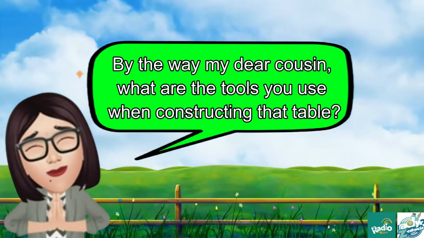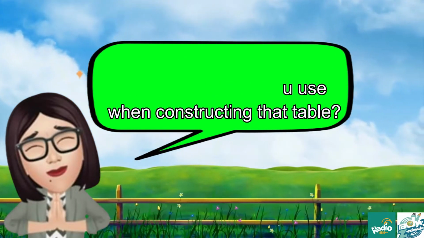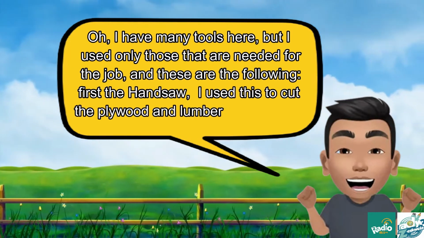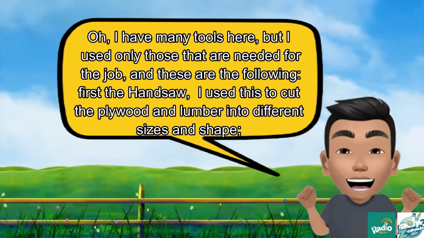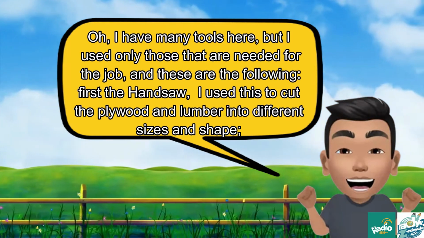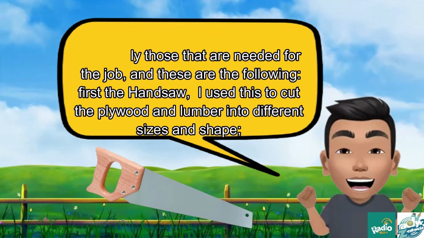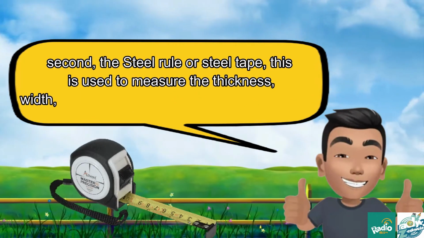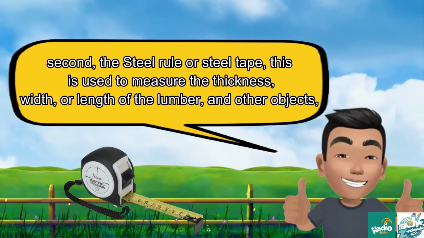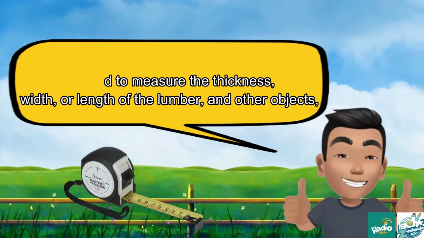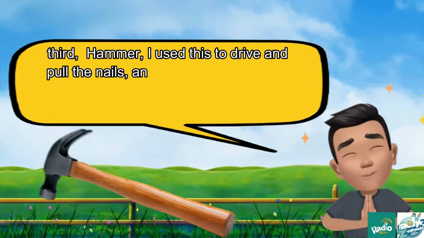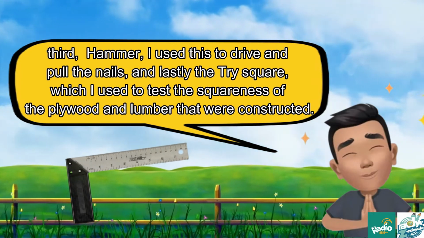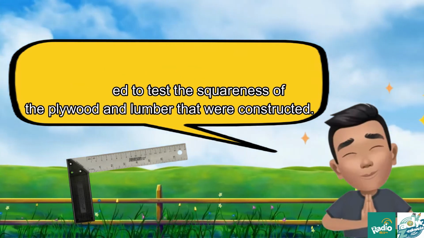By the way, my dear cousin, what are the tools you use when constructing that table? Oh, I have many tools here, but I used only those things that are needed for the job. And these are the following. First, the handsaw. I use this to cut the plywood and lumber into different sizes and shapes. Second, the steel rule or steel tape. This is used to measure the thickness, width, or length of the lumber and other objects. Third, hammer. I use this to drive and pull the nails. And lastly, the tri-square, which I use to test the squareness of the plywood and lumber that were constructed.